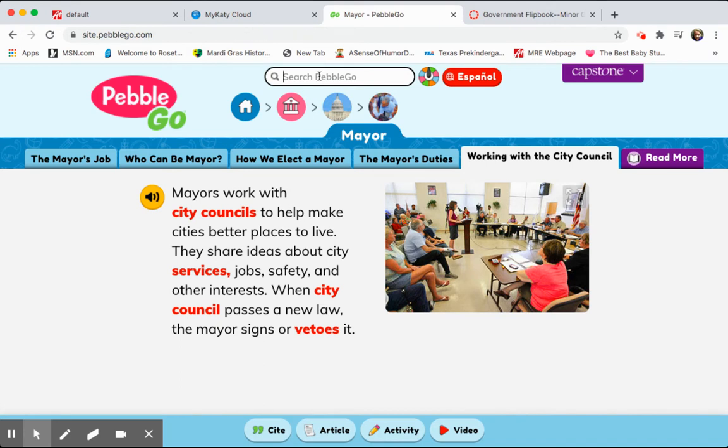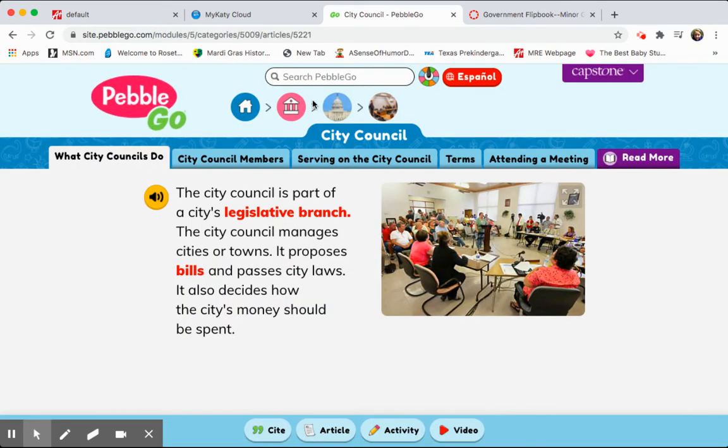Okay, so reading that, now fill out what you can about your local part of your foldable, and then you'll be able to finish filling out your local part as we read through city council. The City Council is part of a city's legislative branch. The City Council manages cities or towns. It proposes bills and passes city laws. It also decides how the city's money should be spent.